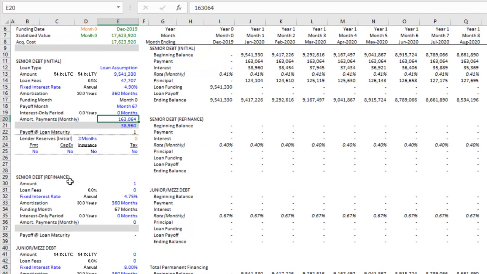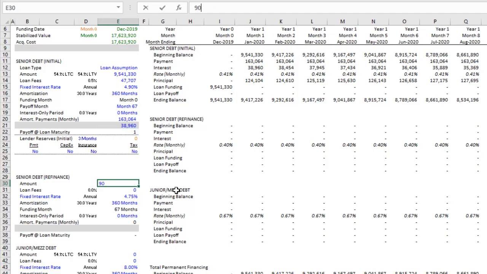The question is, what do we do once that loan fully amortizes down? In month 67, that loan ends. It's amortized down. There's nothing left in it, or nothing left owed on it at that point. And do we want to put new debt on at that point? Well, here, because the first loan has amortized all the way down to zero, we don't have to. But just for fun, let's assume that we do.